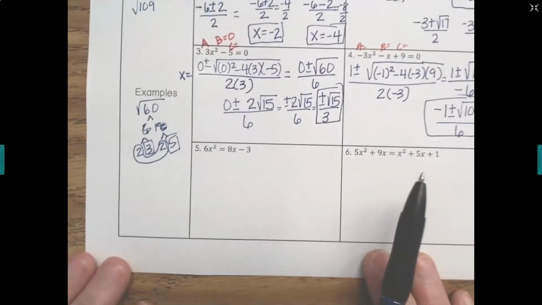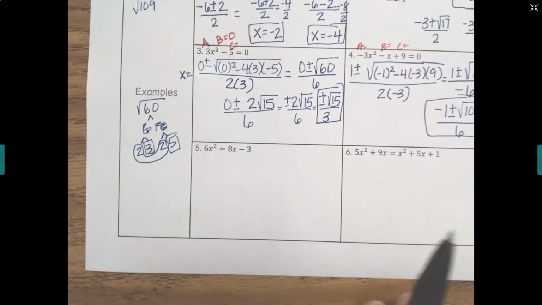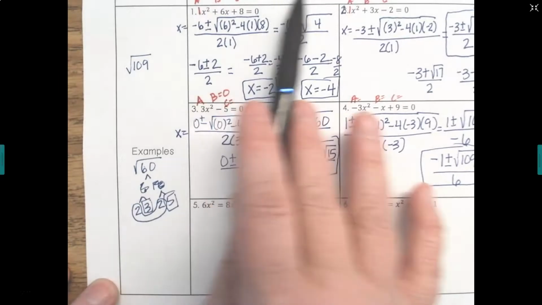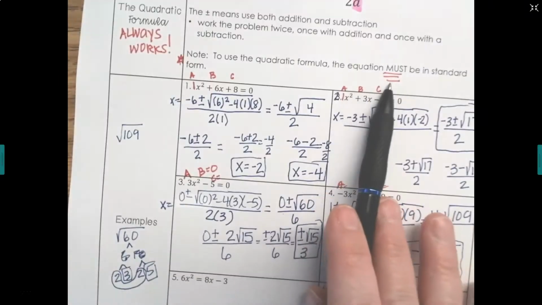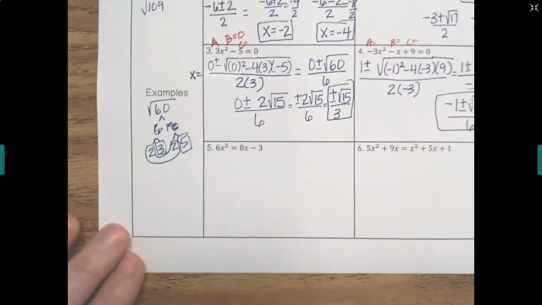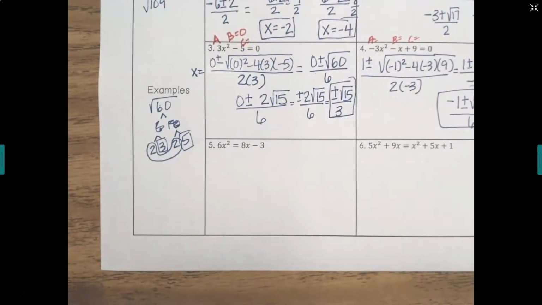All right, let's take a look at number 6. Now, number 6, that's our caution note to use a quadratic formula. The equation must be in standard form. It has to be equal to 0. And this is not equal to 0. Everything needs to be on the same side of the equals. It doesn't matter which way you move it.